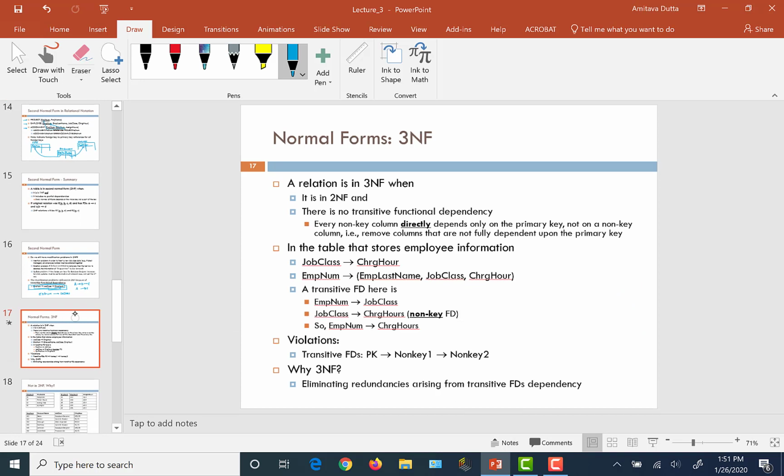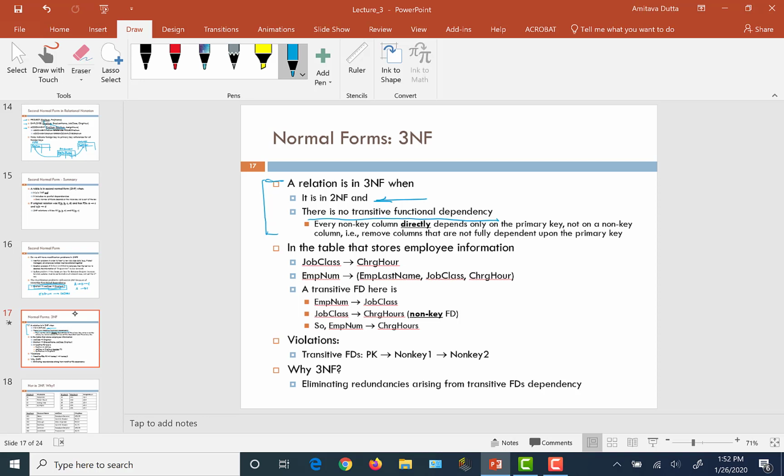So we ask ourselves the question: is the relationship in third normal form? And here is the definition. Again, you cannot skip steps. A relation is in third normal form when it is in second normal form. So first of all it has to be in second normal form. You cannot go directly from first to third. You have to go from first normal form to second normal form. So first make sure that the relation is in second normal form, and then make sure that there is no transitive functional dependency. Okay, so in a third normal form relation, there are no transitive functional dependencies.